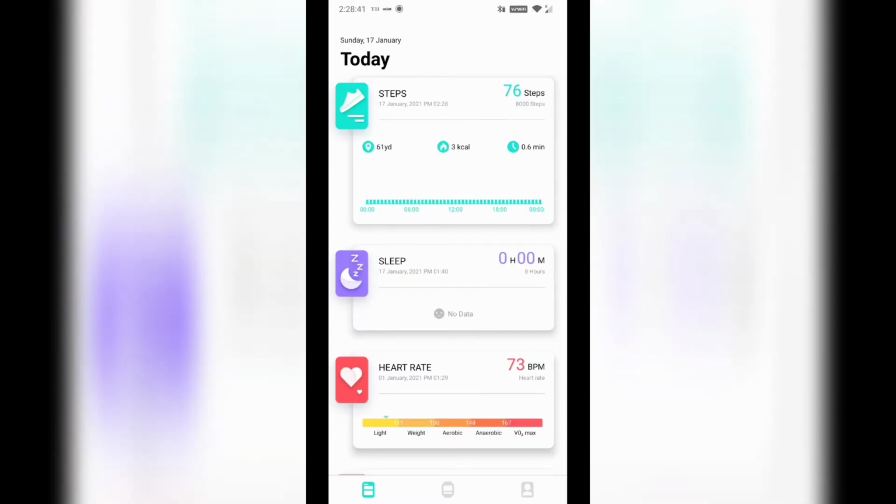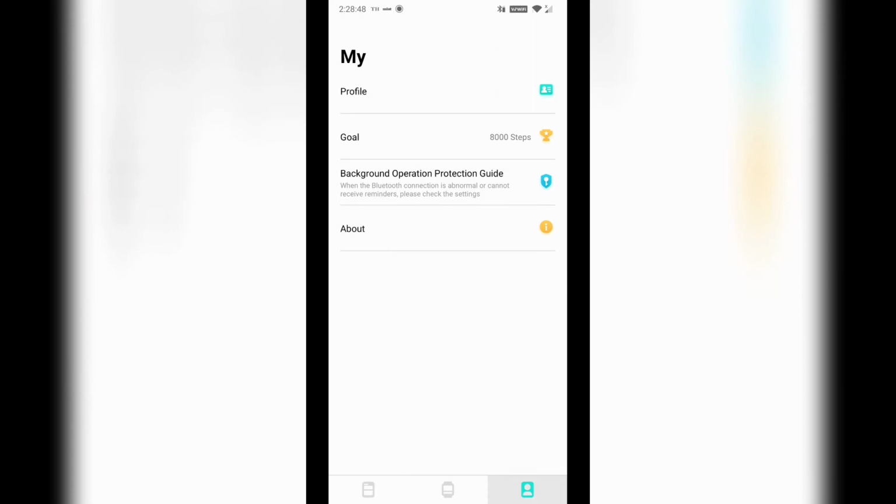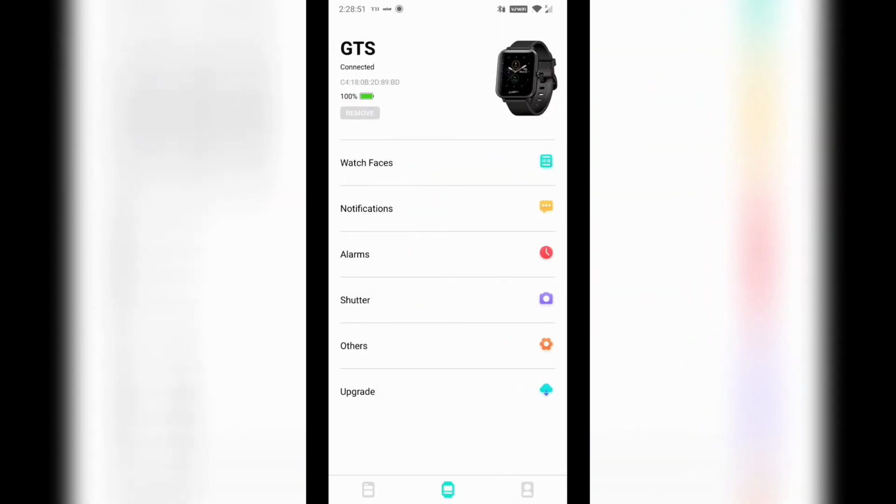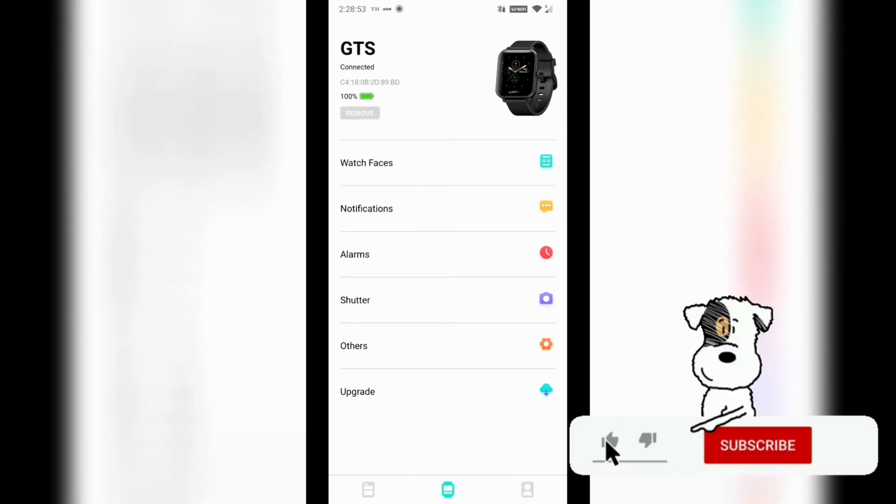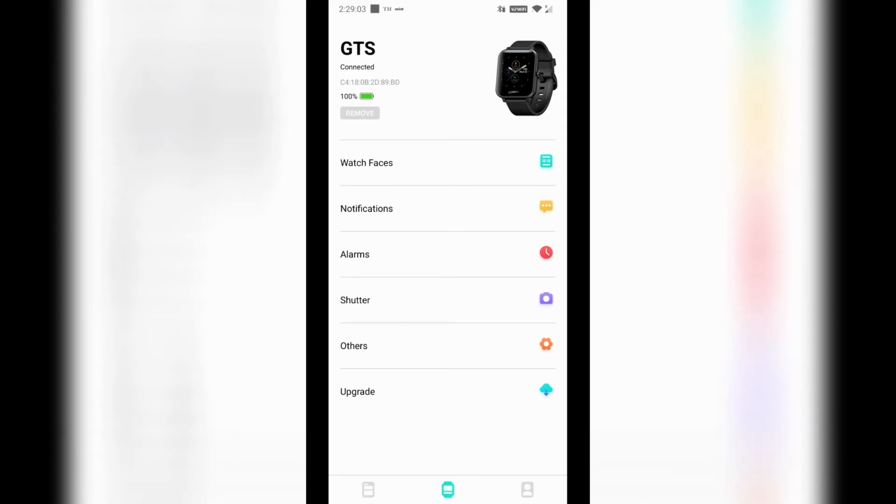That's it from the main page. From the top page: steps, sleep, heart rate, continuous heart rate monitor, BP. Now we will move to the middle page: GTS connected, battery percentage, watch spaces, notification, alarm, shutter, other, and upgrade. These are all the options we will get on the middle page. Watch space I will show you at the last. Now we will go through them one by one, from upgrade at the bottom to the middle.